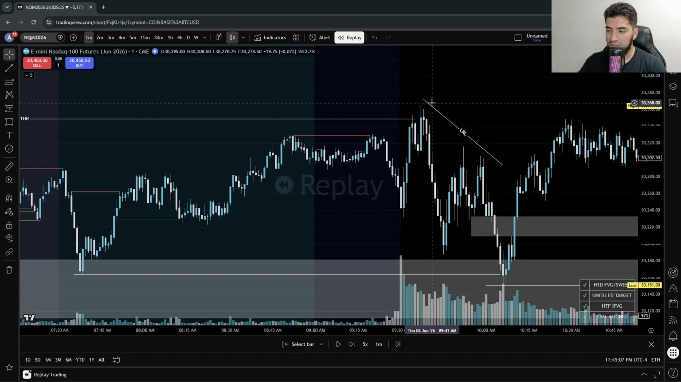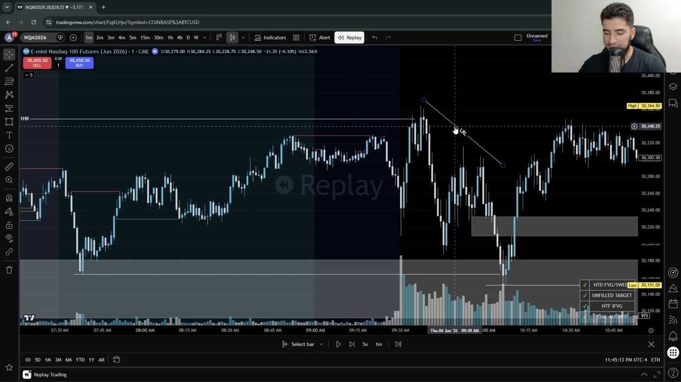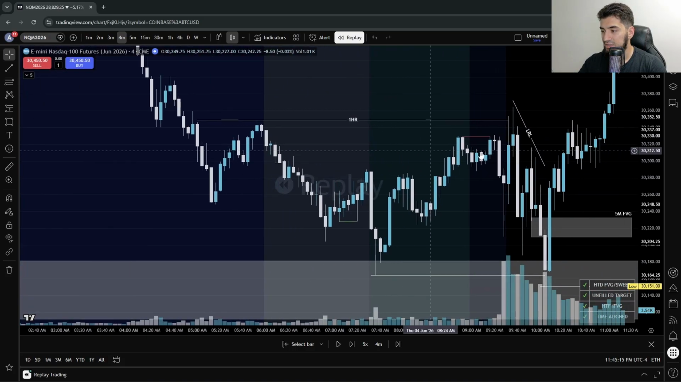So we had that internal manipulation. There's a 30-second fair value gap. If you use those, you could use that 30-second. However, if you want to just keep it safe, the highest time frame in this leg is a 4-minute, right?